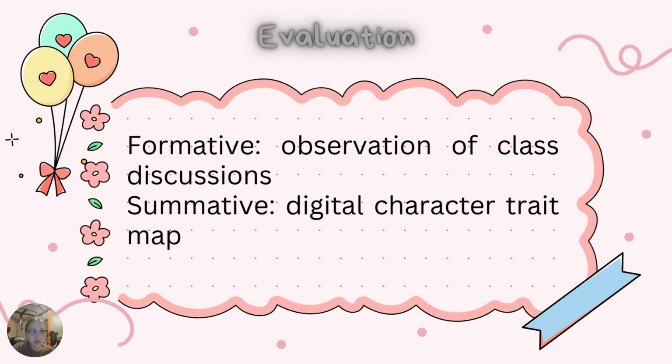So how we're going to be evaluating this: a formative evaluation is observation of class discussion when we're doing the direct instruction and the guided practice. And then a summative evaluation will be their independent practice of the digital character trait map, to see that they took the material away from the lesson and can apply it.